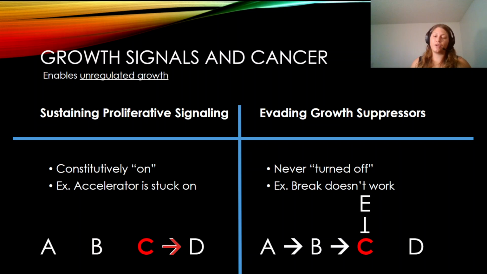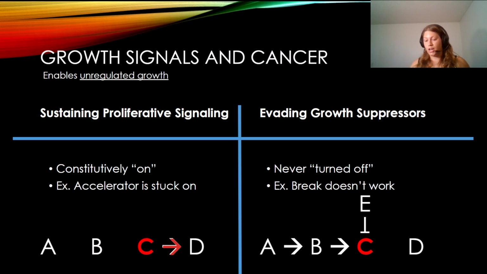Next, we have evading growth suppressors. This would be essentially like if someone ripped out your brake pedal so it just doesn't exist anymore. In this system, a cancer gene is never turned off. So in this pathway, we have A causing B, which causes C, but we have an additional letter, namely E, which actually inhibits C. That's what that little T symbol means in cancer bio. That means that E makes it so that C is turned off and therefore cannot cause D.